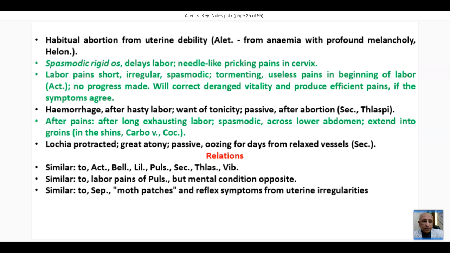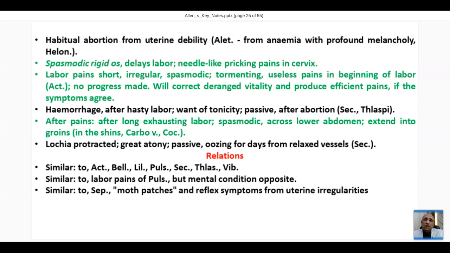After pains, after long exhausting labor, spasmodic across lower abdomen, extend into the groins. See, after pains, see terminology, you have to learn from the dictionary. After pains means after labor, there is a lot of pain in the uterus or in the hypogastric region, along with severe pain in the lower back or at the sacral region or in the hips. Those are called after pains.